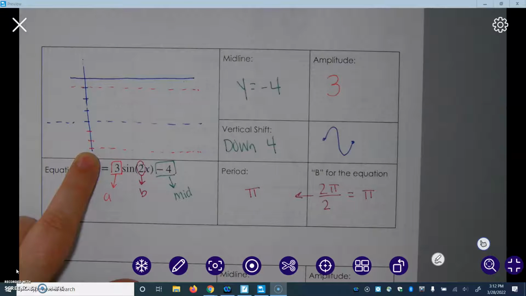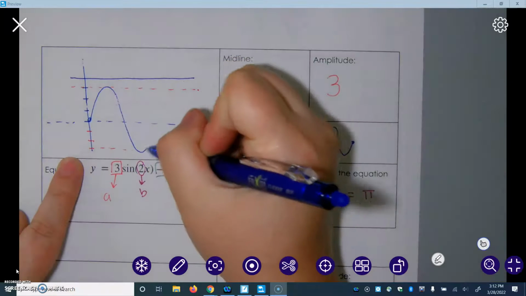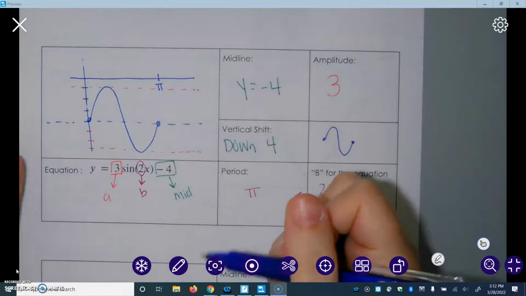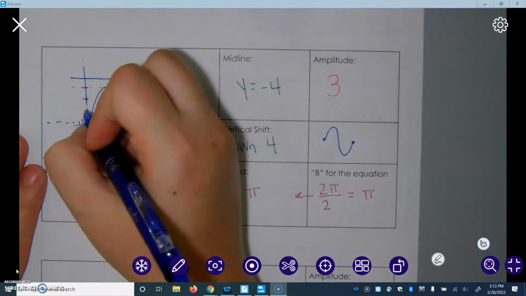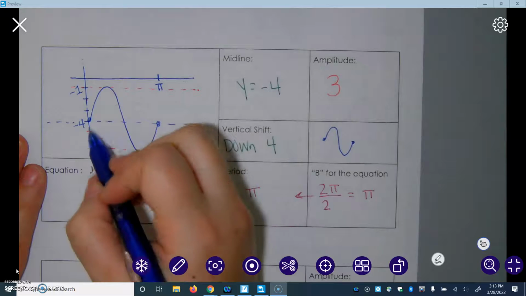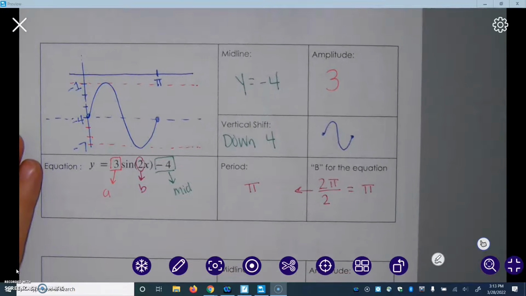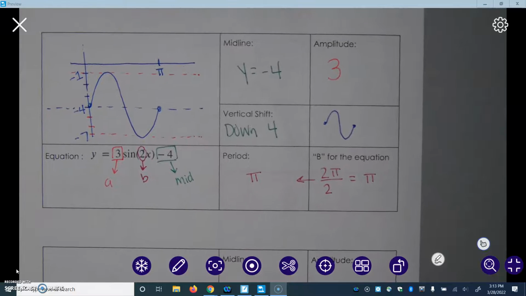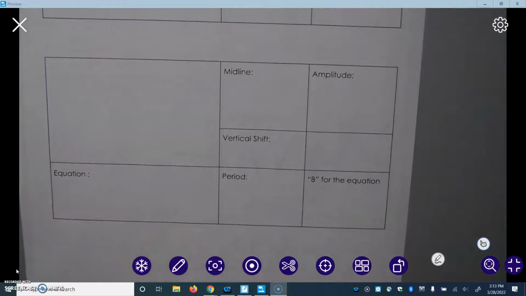And my period is pi. So all the way up, all the way down, and on the x-axis here, it would say pi. This would be -4. If I go up 3, that's -1. If I go down 3, that's -7. That's a very rough sketch of what this graph would look like. All right, so let's try the next one. Oh, I forgot to put the equation here.